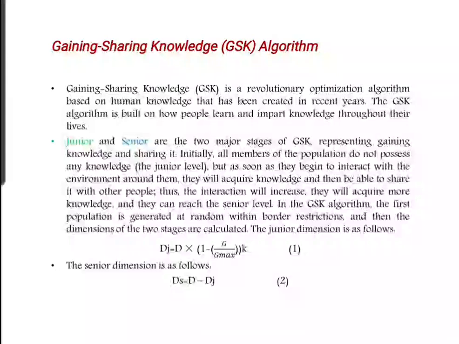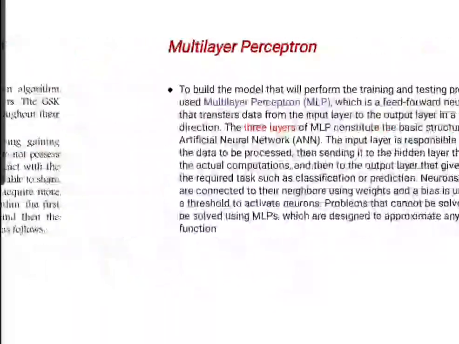In the GSK algorithm, the first population is generated at random within border restriction, and then the dimension of the two stages are calculated. The junior dimension is calculated as the following equation, where d_j is the dimension of junior, d is the dimension of population, G_max is the max number of generations, G is the current number of generation, and k is the knowledge rate that determines the experience rate. While the senior dimension is calculated by subtracting the dimension of junior from the dimension of population.